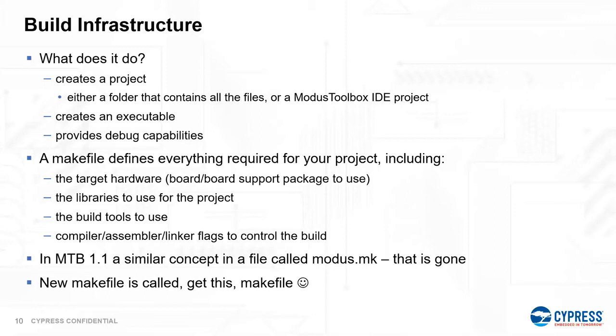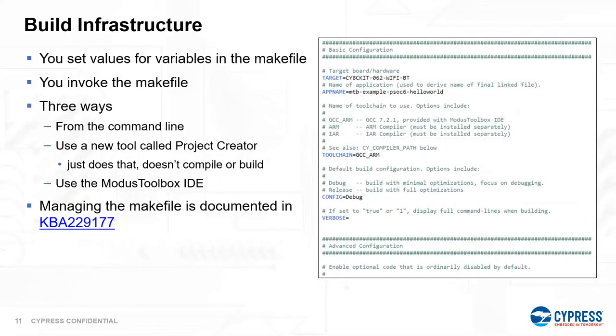And for those of you who used ModusToolbox 1.1, then you would have seen this file called modus.mk, which was basically the makefile itself, but it wasn't clear what it was. So this time in 2.0, we just call the makefile the makefile. Okay, it's very simple now. We have removed stuff that is confusing, and everything is now done with a simple makefile. And I'll tell you why that is important, right?